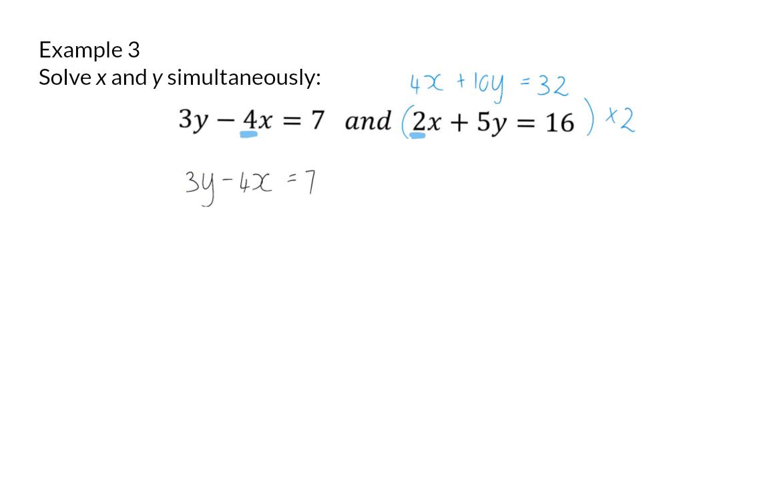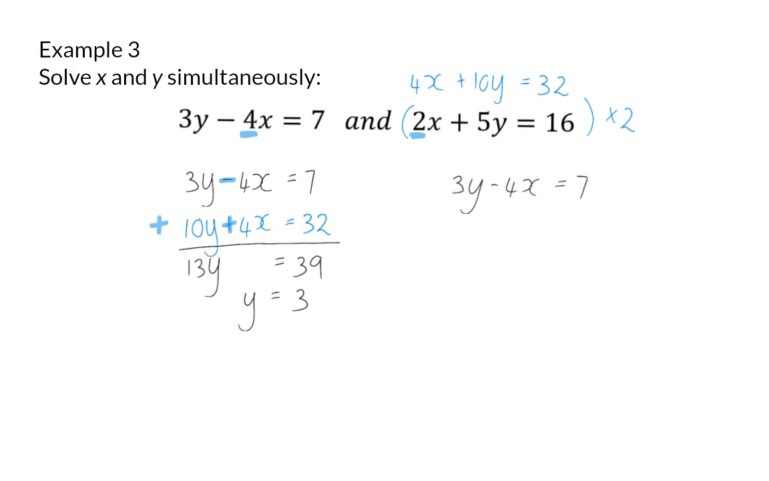When I write this equation down, I will once again ensure that the like terms are underneath each other. So I will start off with 10y plus 4x equal 32. The sign of the two x terms are different. We have a minus 4x and a plus 4x, which means I can add them up to eliminate x. And then I have 3y plus 10y is 13y. Minus 4x plus 4x is 0. And on the right hand side, I will have 7 plus 32 is 39. If I now divide both sides by 13, I will get y is 3.